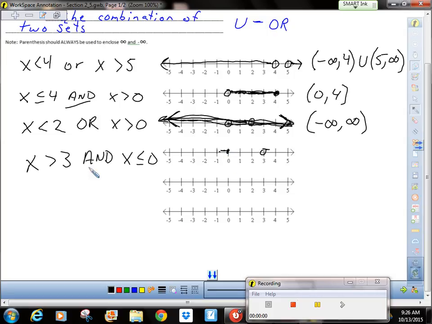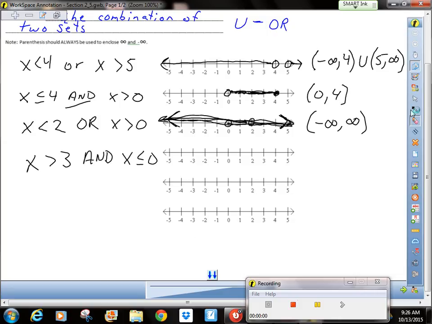And I'm looking for the what? Because of and, the word and, I'm looking for the overlap. Is there any overlap? No. At all? No. So there actually will be no graph, would there?